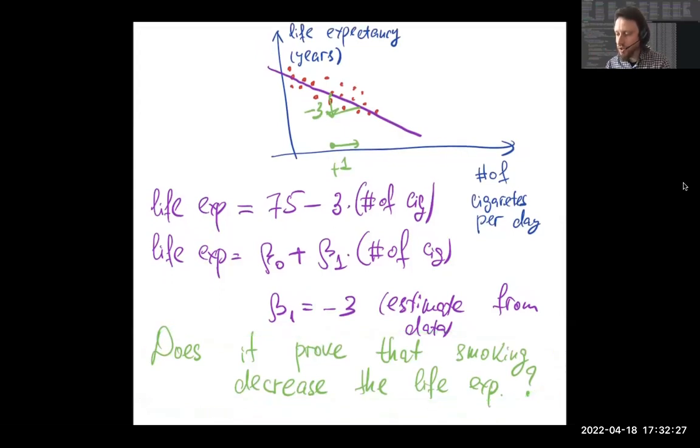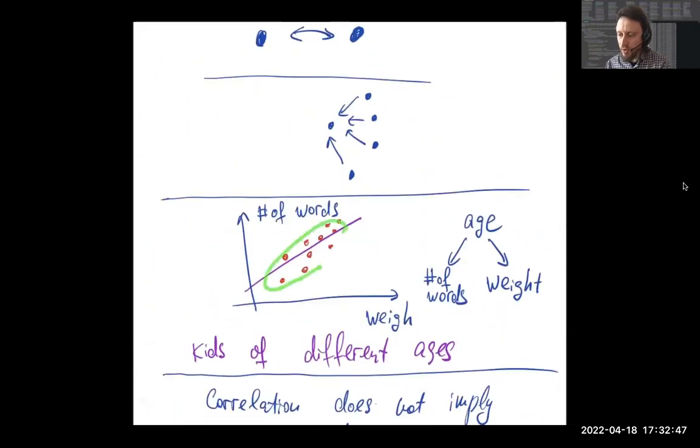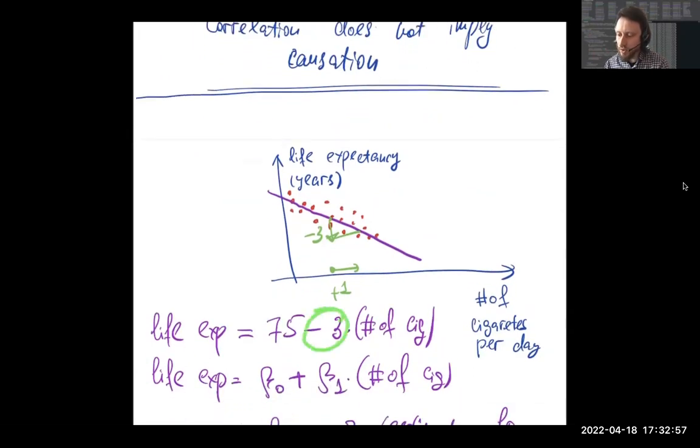So basically, what we want to conclude is some causal fact that smoking is the reason why people live less. Smoking is a reason for the decrease of the life expectancy for those people who smoke. And as we discussed previously, in the data, we see only some correlation. This correlation can be expressed in terms of correlation coefficient, or in terms of the slope coefficient in the regression analysis. But anyway, this is just a correlation. This is just a statement that those people who smoke more, they live less.